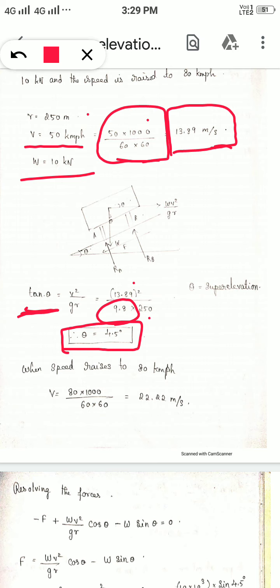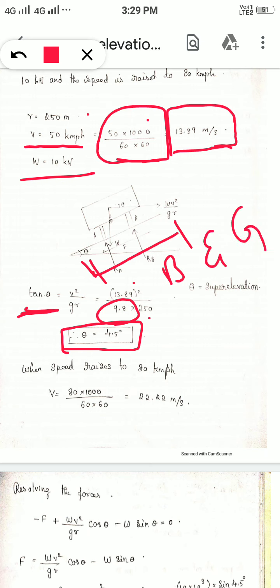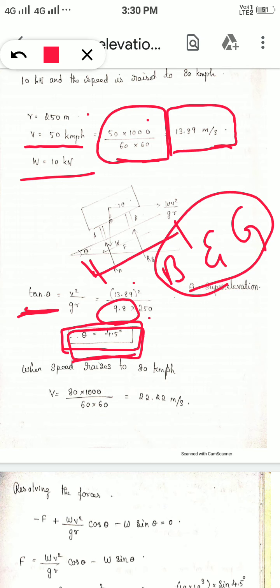Since in this question they have not given any value of B and G, we are only taking this theta as the super elevation angle. No need to calculate E because we don't know the two values, that is B and G. So theta is over.